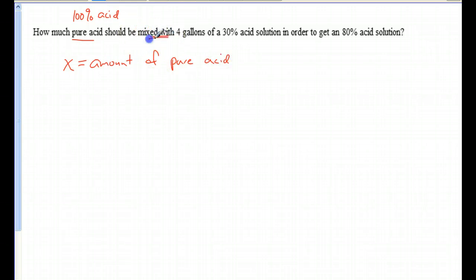Mixed with means we're adding something usually. 4 gallons of, we said, means multiply, 30% acid solution, so that's 0.30, in order to get, equals, an 80% acid solution. So 0.8 of what? 80% of the total. What's the total? X plus the 4 gallons.